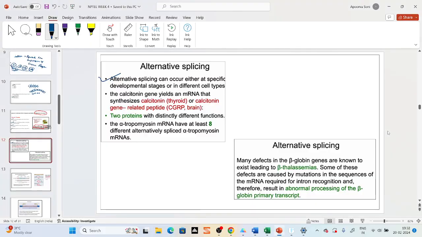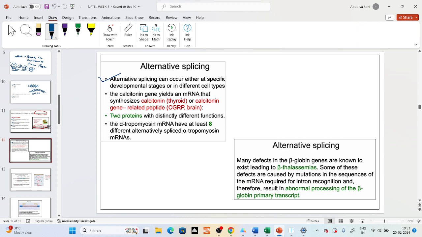Now, the calcitonin gene yields an mRNA that can synthesize calcitonin or calcitonin related peptides. So both things can be synthesized from one same mRNA. That means due to alternative splicing, the calcitonin gene can synthesize either calcitonin or calcitonin gene related peptide, that means CGRP. Calcitonin is required in the thyroid gland, and CGRP is required in the brain. So from the same gene you have two different proteins, and these two proteins have very different functions.